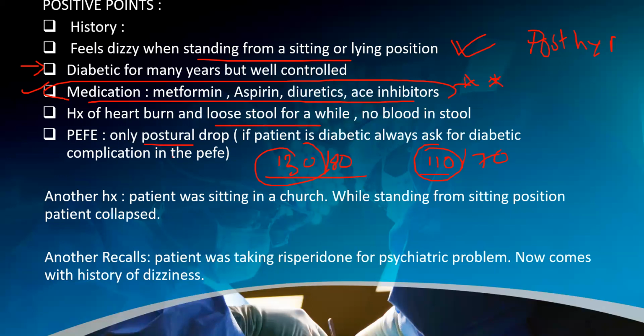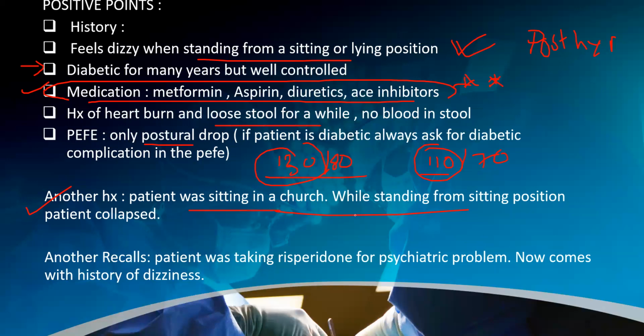So in this case, you will get postural drop positive, and that's your diagnosis at that time. And if you also look at the BSL, blood sugar level, you will see it's well controlled, a normal BSL in this patient. So that's one of the cases in which the patient got polypharmacy induced postural hypotension. There is a lot of history that you can get in this postural hypotension case. One can be like the patient was sitting in a church, and while standing from the sitting position, the patient suddenly collapsed. That's a typical history of postural hypotension causing syncope, because the patient was sitting, and then when they stood from the sitting position, they had a syncope.